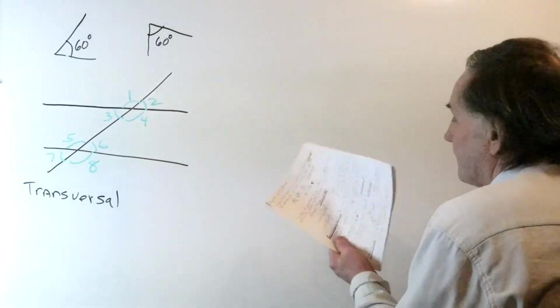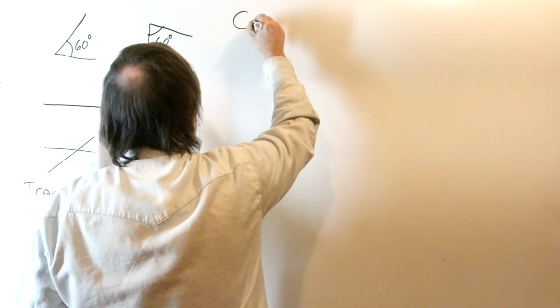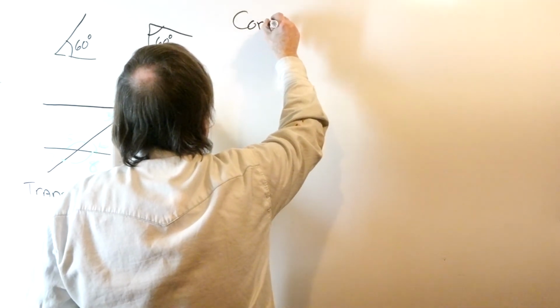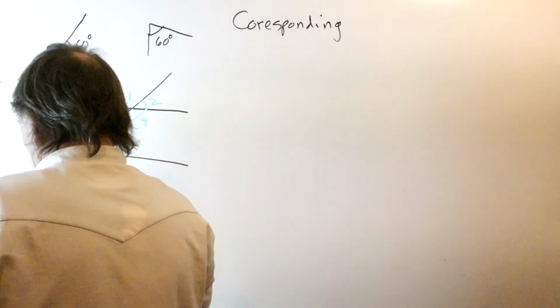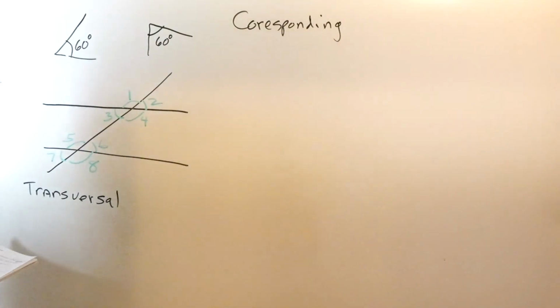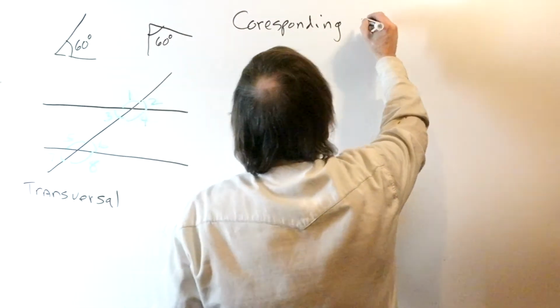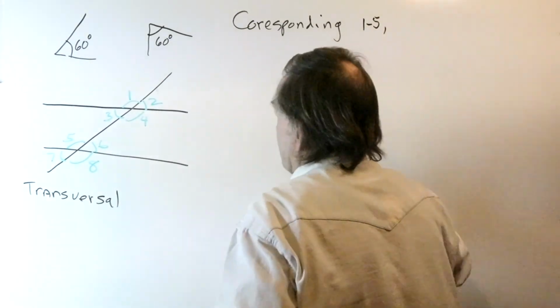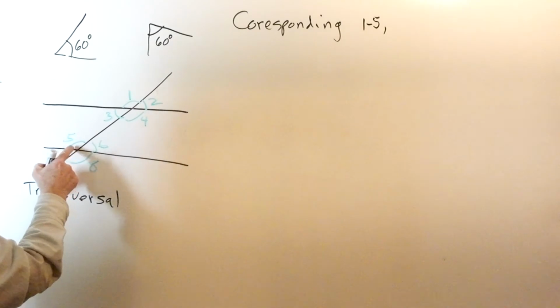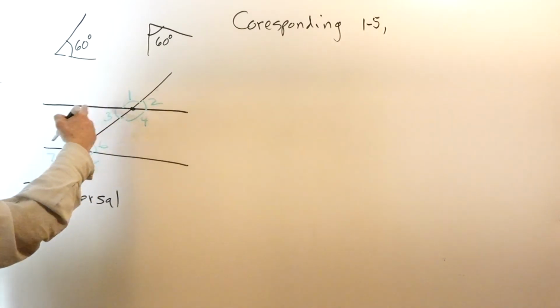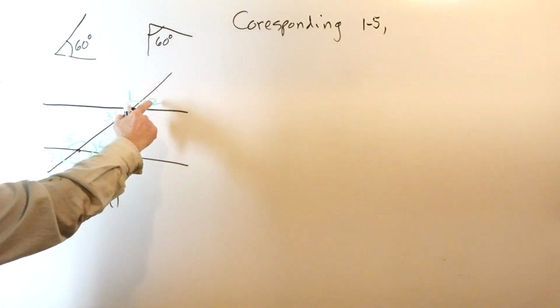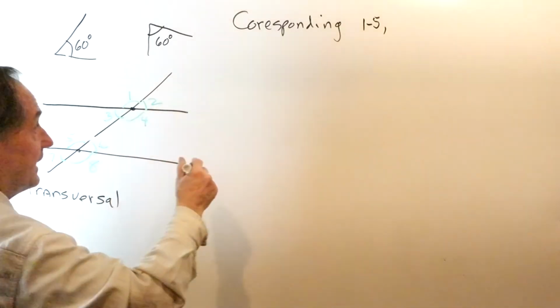We call corresponding angles those angles that lie in the same corner of the intersections. That is, angles 1 and 5 are corresponding angles. See, they lie in the same type of corner in relation to their respective vertexes. 1 and 5 are corresponding angles. 2 and 6 will be corresponding angles.